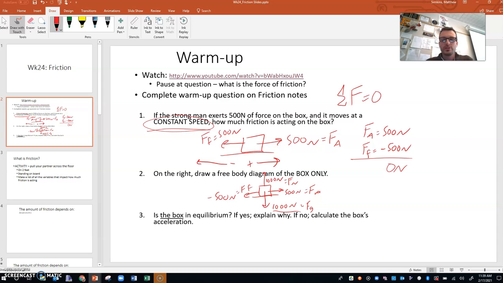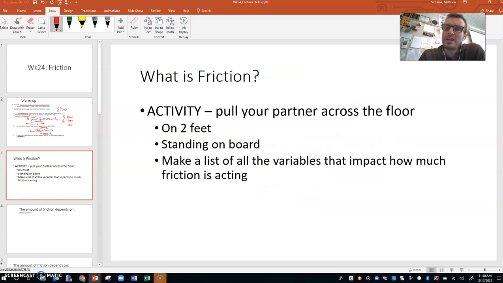And then we already mentioned this. Is the box in equilibrium? Yes. Why? Because the forces acting on the box are balanced. We have 500 to the right, 500 to the left. They cancel out. So what actually is friction, right? Like, it's a force that opposes motion, sure. But have you ever thought about what it is? Like I know it's the thing that makes my hands get warmer when I do this. And I know that it makes things harder to push around on the floor if it's carpeted versus, maybe, a hardwood floor. But what actually is it?